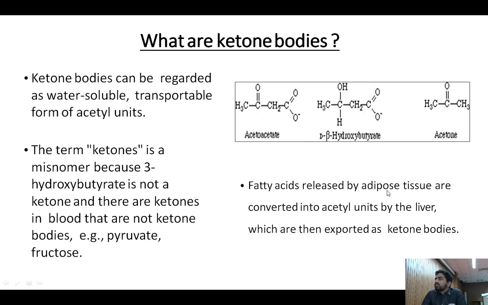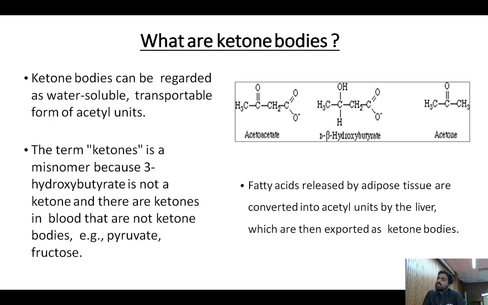From adipose tissue, fatty acids will be released by the breakdown of triacylglycerol, right? This fatty acid will be converted to the acetyl unit. In fatty acid oxidation we saw that fatty acids ultimately form acetyl coenzyme A as the end product, right? That acetyl coenzyme A in the liver forms ketone bodies. And where else does acetyl coenzyme A go? It goes into the citric acid cycle also, right?